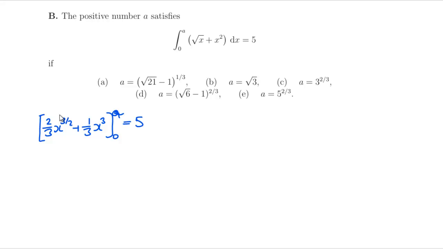So I can get rid of these 3s, make it a 15 on the other side. The 0 isn't going to be doing anything. So 2a to the 3 over 2 plus a cubed is equal to 15. I suppose we could solve that.